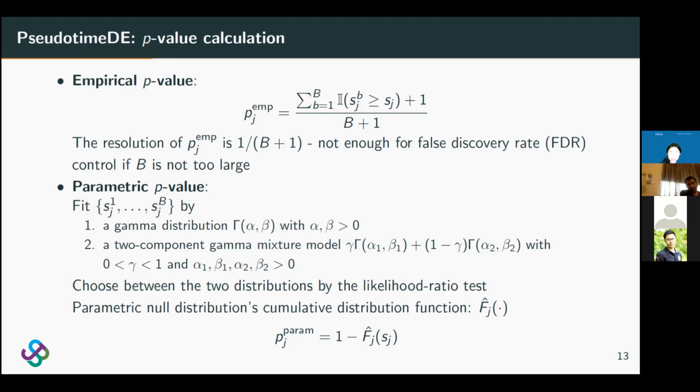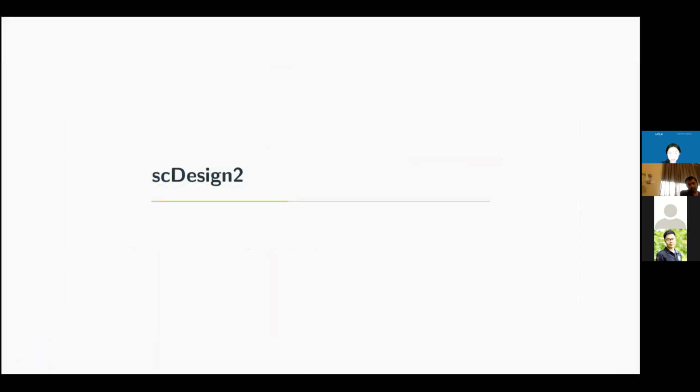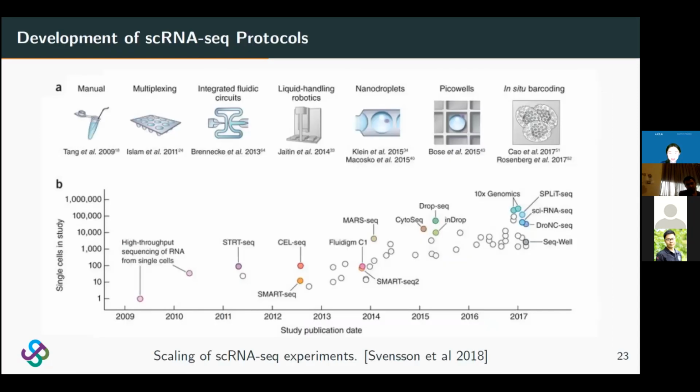Okay, thank you. And then I guess I can move on to the second part, scDesign2. So in the single-cell RNA-seq field, many experimental protocols have been developed in the recent 10 years. You can see the timeline here. More and more protocols emerge, right?